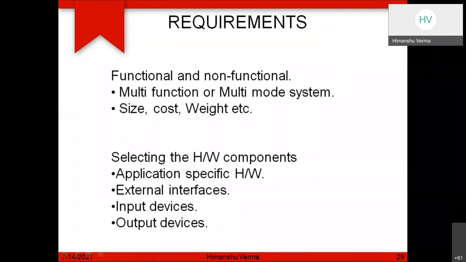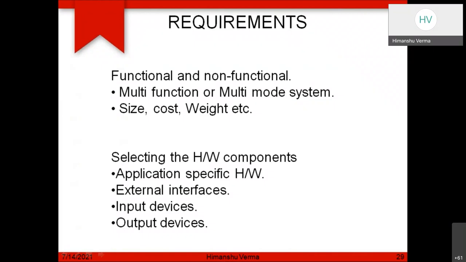Now, if we talk about requirements, a requirement can be a functional requirement or a non-functional requirement. If we talk about a functional requirement, it may be a multifunction device, a multi-mode device, or maybe a standalone device. We have to think according to what kind of function that device will have, because every task-specific device has different kinds of requirements.